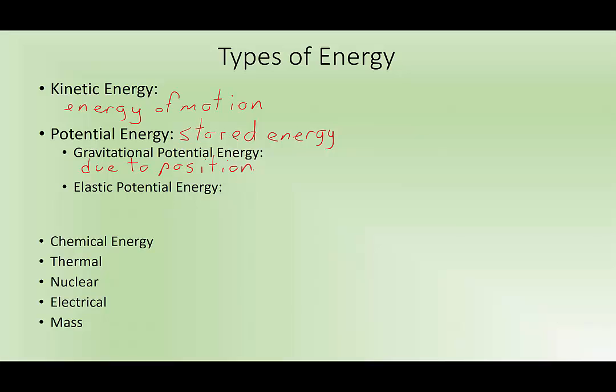We also have elastic potential energy, and elastic potential energy is due to a spring being stretched or compressed. With each particular spring, we have to know something about it in order to be able to find out how much energy it has in it, whether we're stretching it or compressing it. And that thing that we need to know about is called k, and it is the spring constant. And it is basically a measurement of the stiffness of the spring.